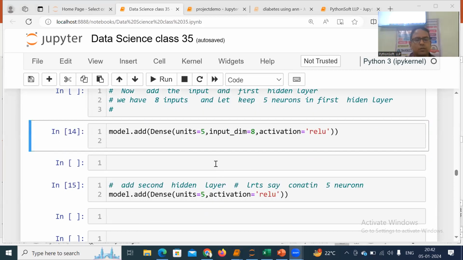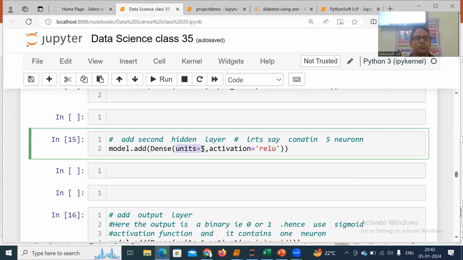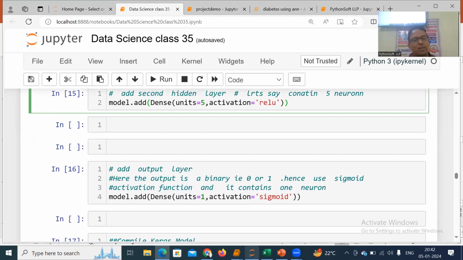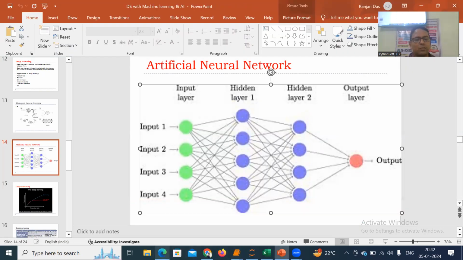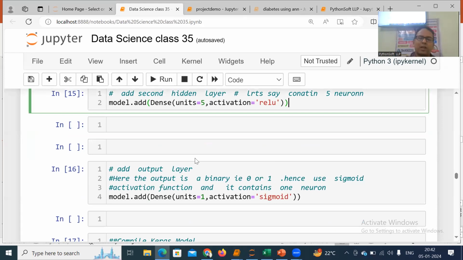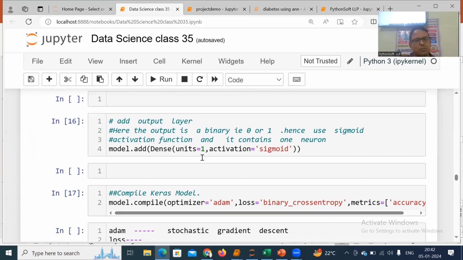Then the activation is ReLU, the activation function. So that means the input layer and first hidden layer are designed. That output will come to the second hidden layer. In the second hidden layer, I have five neurons. Then they're processed. Then in the final layer, I have one neuron, which will tell me the answer, because the answer will be either 0 or 1. If 0, the person has no diabetes; 1 means diabetes.